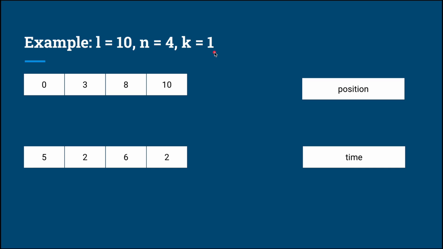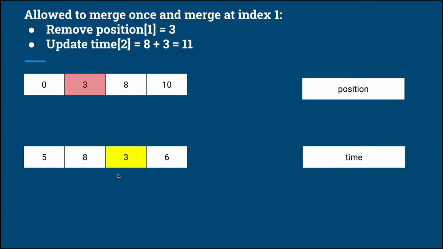So let's say you merge at index 1, and you will remove the position at 1 that we have been given here, and you will update the time at 2, let's suppose. How we are going to do that, we will see here. You are allowed to merge only one time, and where will you merge? Let's suppose at this position. So remove position at 1, which is 3; we will remove this one and update this position.